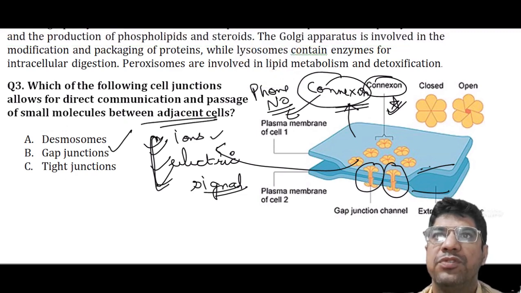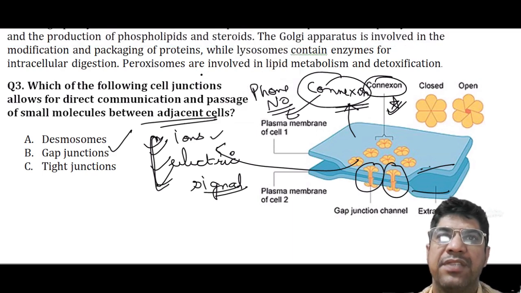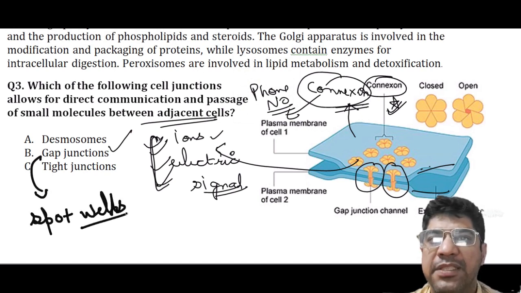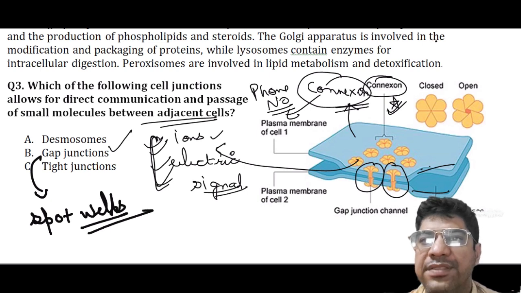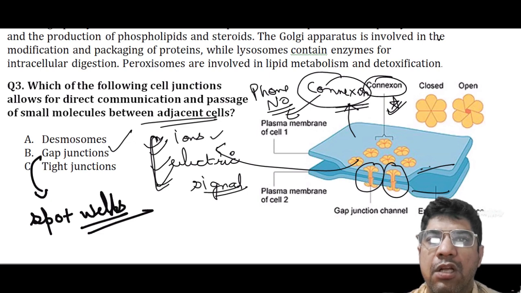Desmosomes, well, they are just like spot welders. They are specialized structures that hold the cells together and provide strong mechanical connections. So the desmosomes use protein filaments to attach one cell to another.